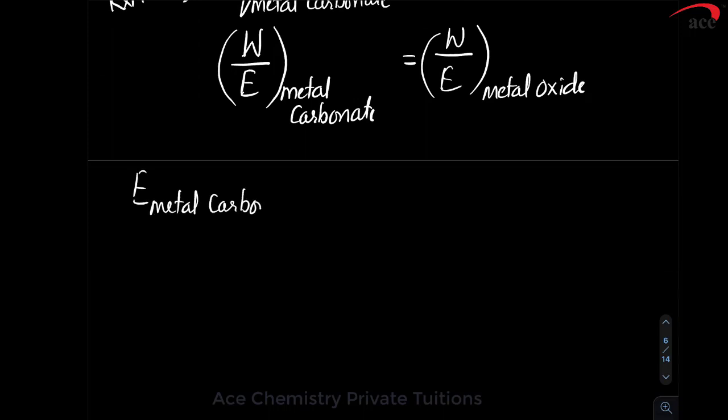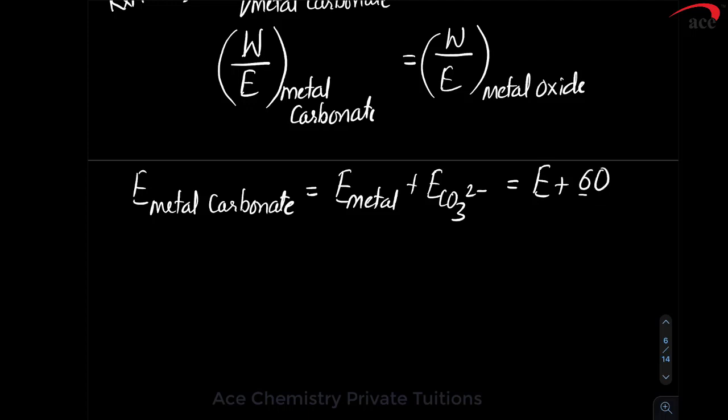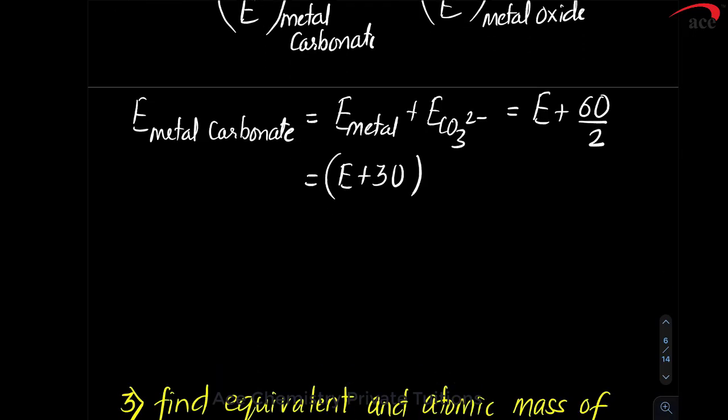But for that you should know the value of E. How to calculate E of metal carbonate? E of metal carbonate will be E of metal plus E of carbonate. Let the equivalent mass of metal be E. Carbonate is 60 divided by 2, so it is E plus 30. So, the equivalent mass of metal carbonate is E plus 30.